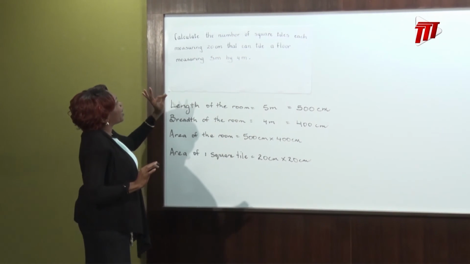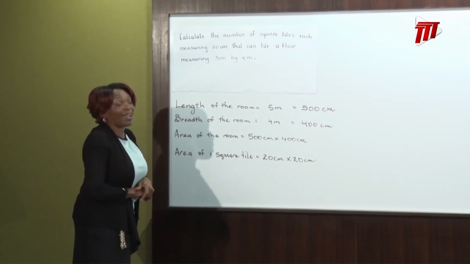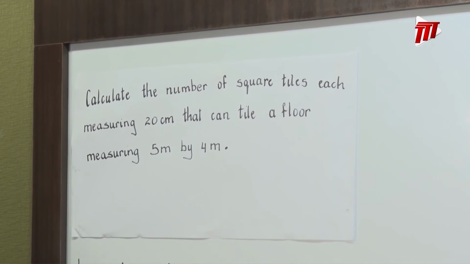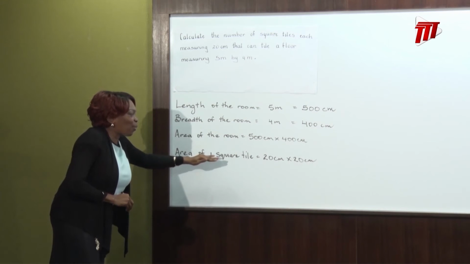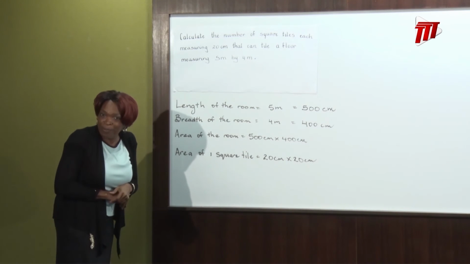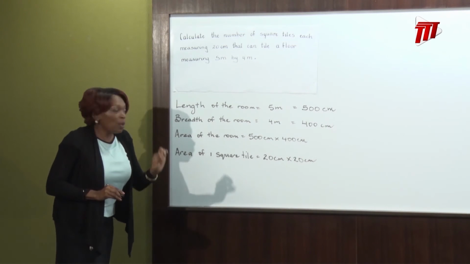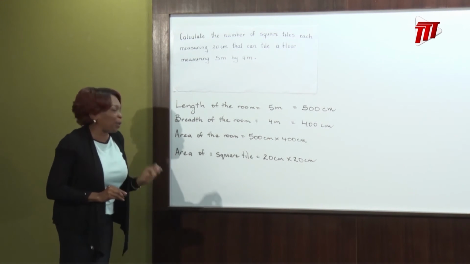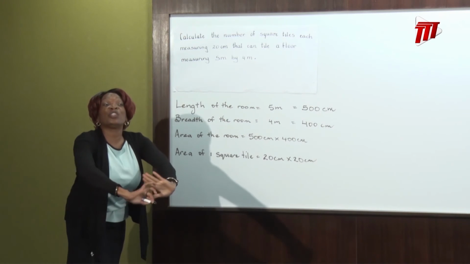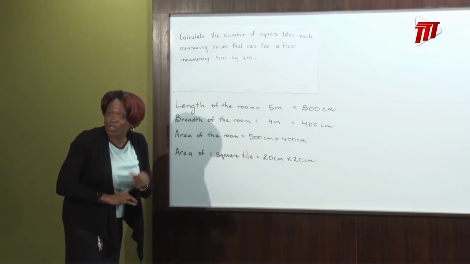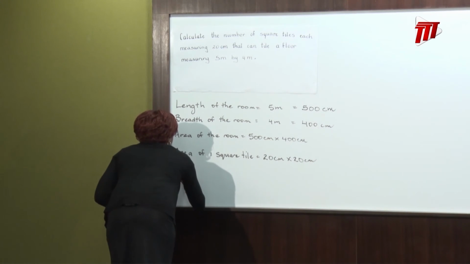How are we now going to find the number of square tiles that would be required? We have the area of the room. We have the area of one square tile. What do you think we should do? Beautiful. We are going to divide. We are going to put the area of the room and divide it by the area of one square tile. And that will give us the total number of tiles we need. Children, are you seeing it? So I'm going to write that down.